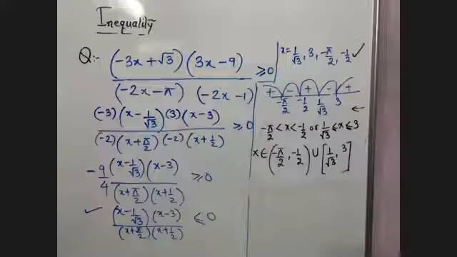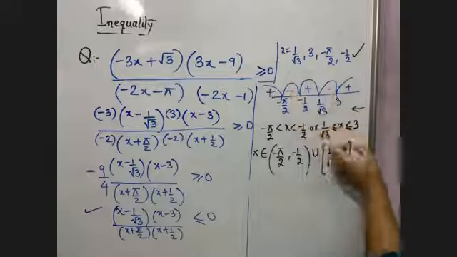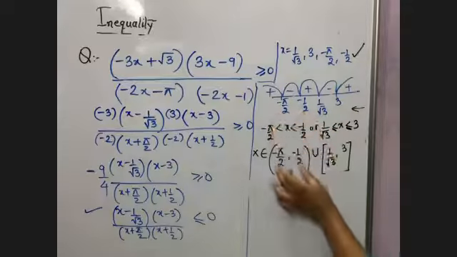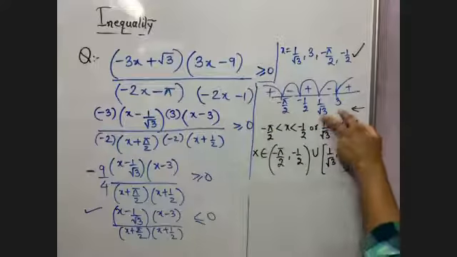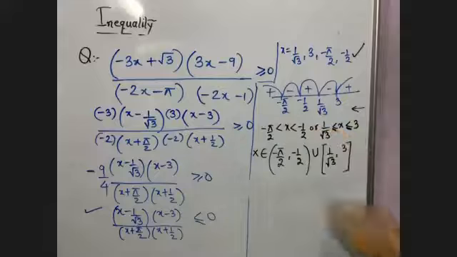Now what did I want? What we wanted is that it is less than 0. Negative is here, negative is here. So my answer will be -π/2 to -1/2, union, -1/√3 to 3. This is my answer. Now, talking about what is included and what is not.